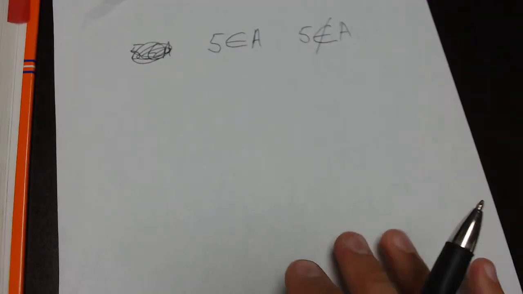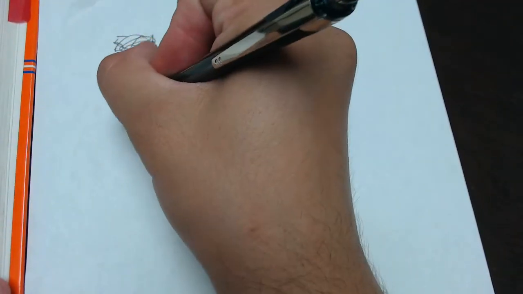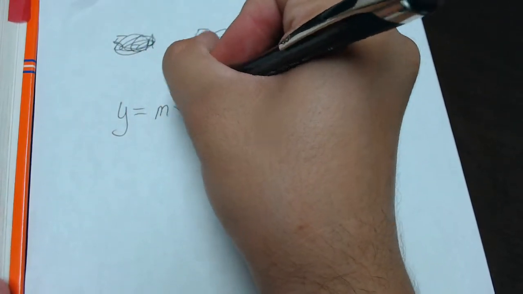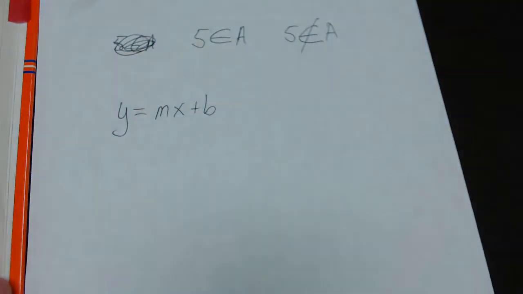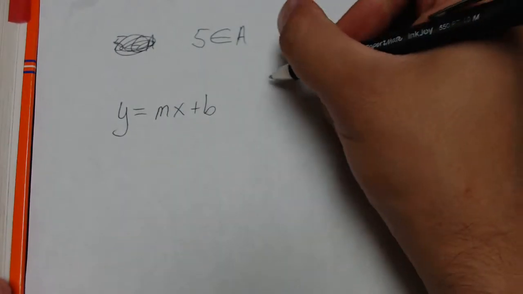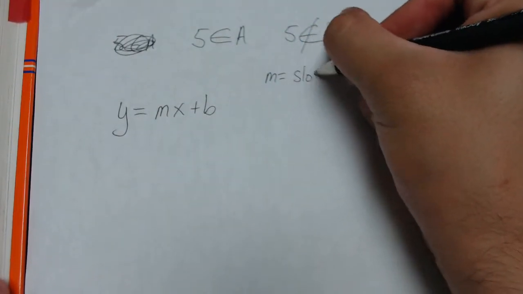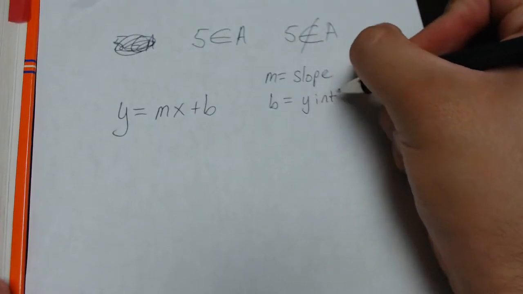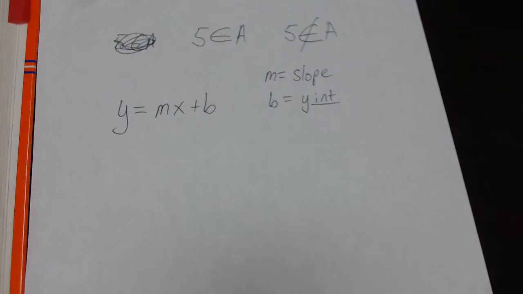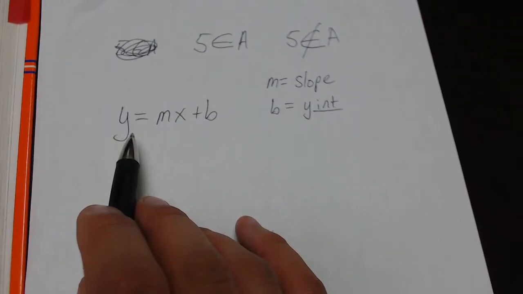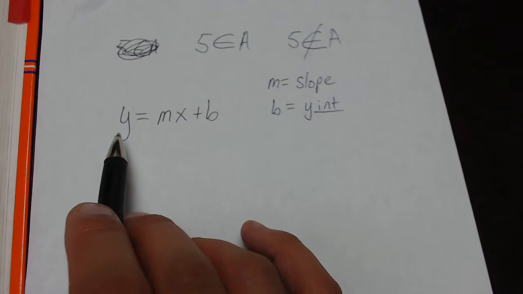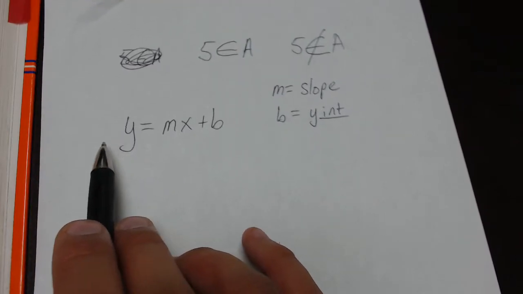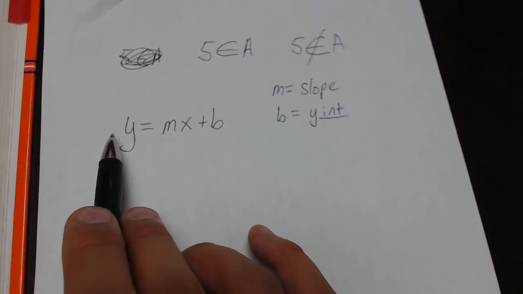So we'll go to our paper. So we know that in order to graph an equation, we have to have it in the form of y equals mx plus b, right? M is equal to our slope, and b is equal to what we call our y-intercept. And in order for any linear equation to be graphed, it has to be solved for y. Y cannot have a coefficient, and it cannot be negative.